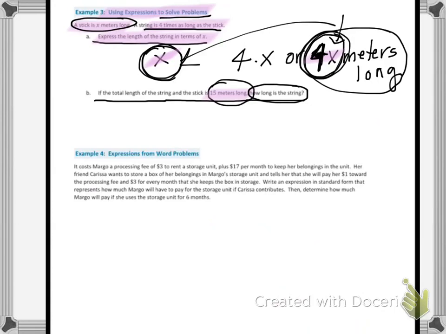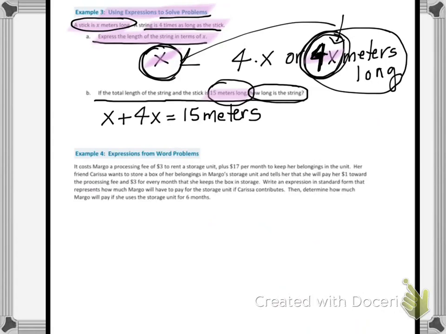Okay, so if I apply what I know right now, that the length of the string plus the length of the stick equals 15 meters, that means x plus 4x equals 15 meters. Okay? Putting together equations. This is so much fun.